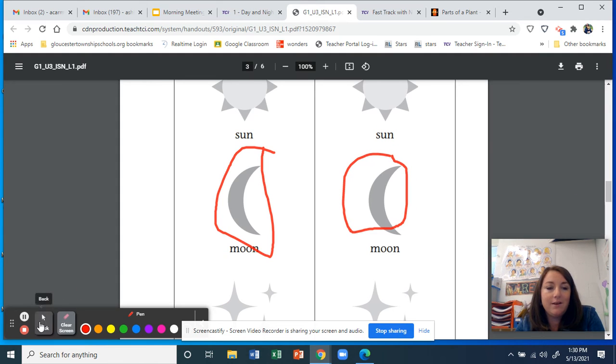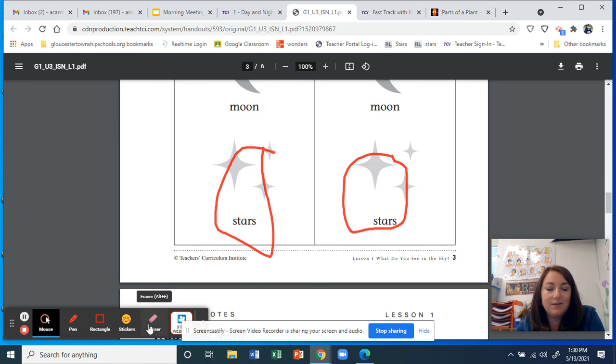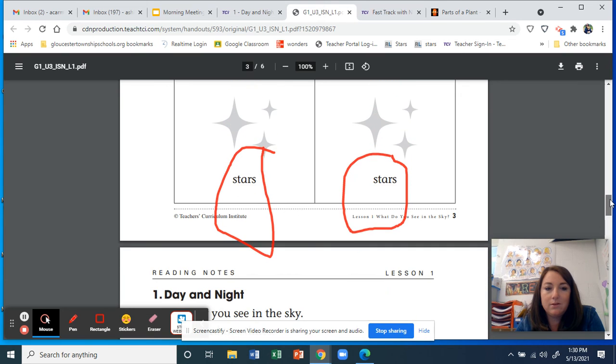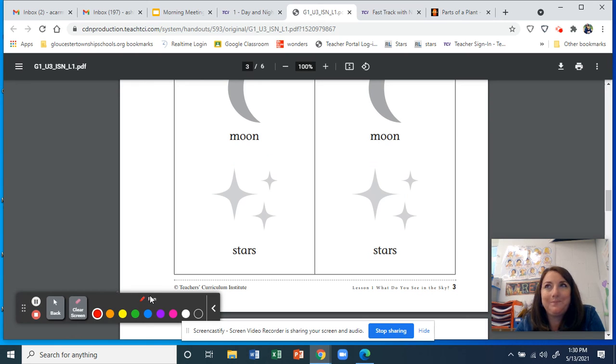All right. How about the last one? You're going to decide if you see the stars during the day. Do you see the stars during the day? No, you never see the stars during the day, but you do see them at night. So now you should have done this workbook page, and then you're going to do the one before it with drawing the difference in the sky between the day and the night.